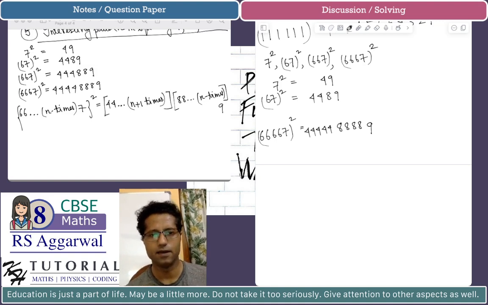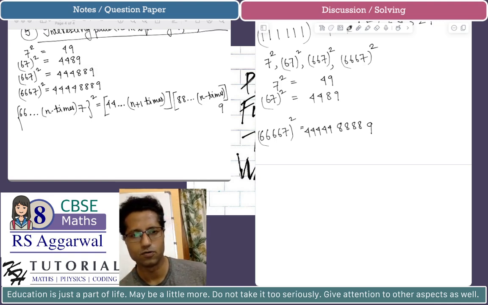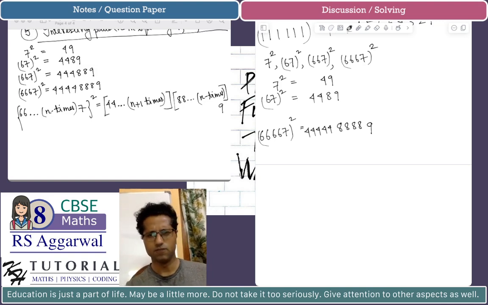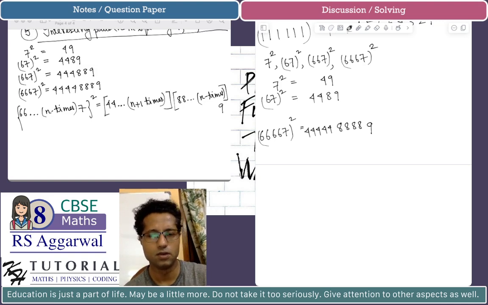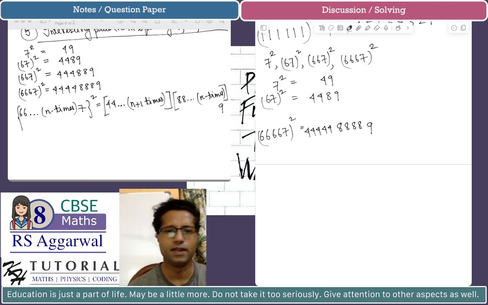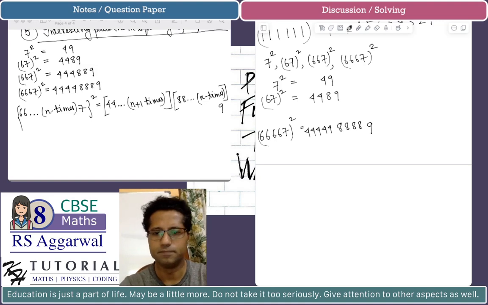I will generalize the idea. So if 6 is repeating n times in the number, and it is of course ending with 7, the square of that number will be equal to: initially we will have n plus 1 consecutive 4s, since there are n 6s in the given number, and then we will have n consecutive 8s, and finally it will end with 9. So this is the idea.